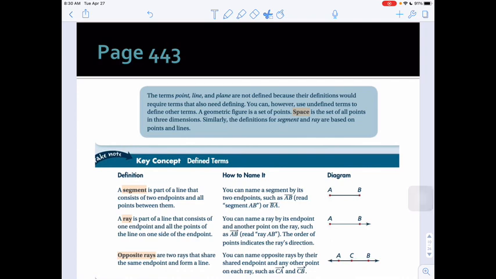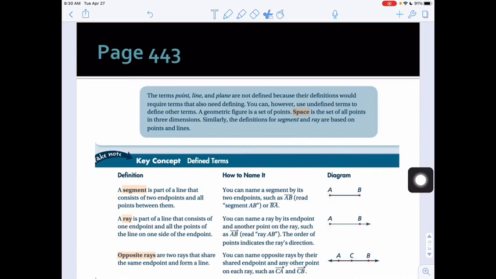Similarly, the definitions for segment and ray are based on points and lines. A segment is a part of a line that consists of 2 endpoints and all points between them. You can name a segment by its 2 endpoints, such as segment AB or segment BA. So you can start on this end and say AB, or go the opposite direction and say segment BA.